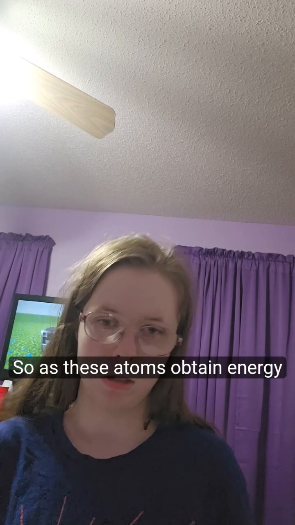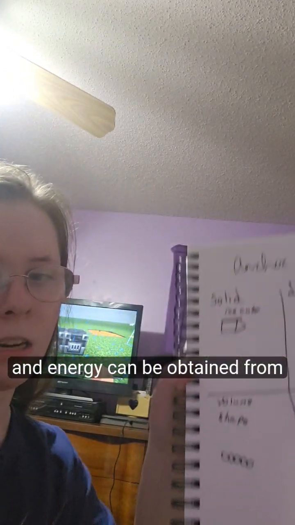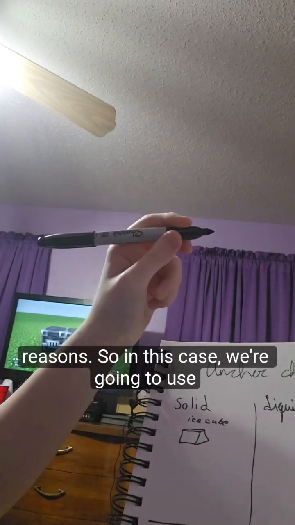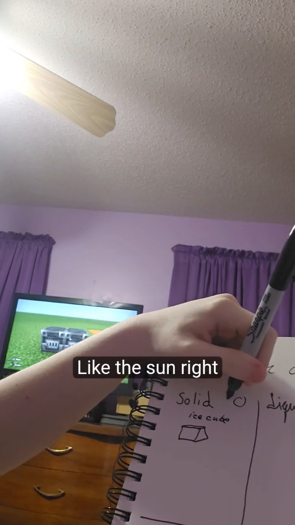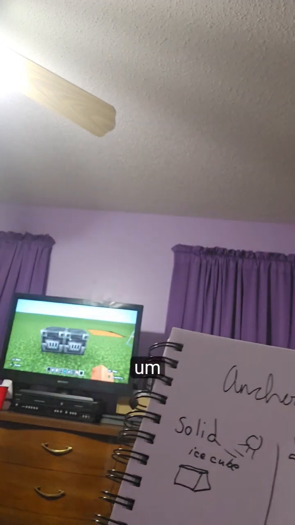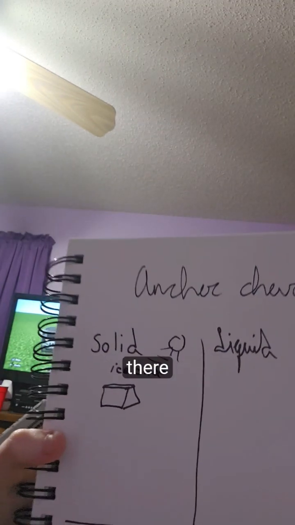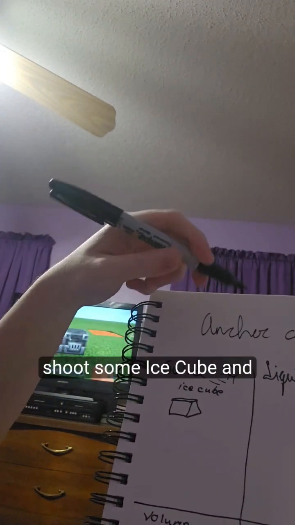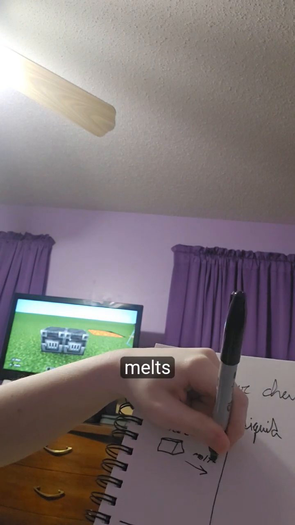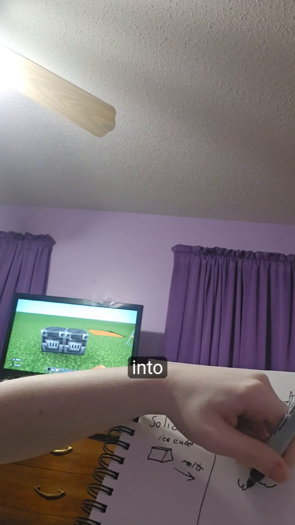So as these atoms obtain energy, and energy can be obtained from any outside source, it can be from environmental reasons. So in this case, we're going to use the sun right here. It shoots some rays at the ice cube, and what does it do, can you guess? It melts into a liquid.